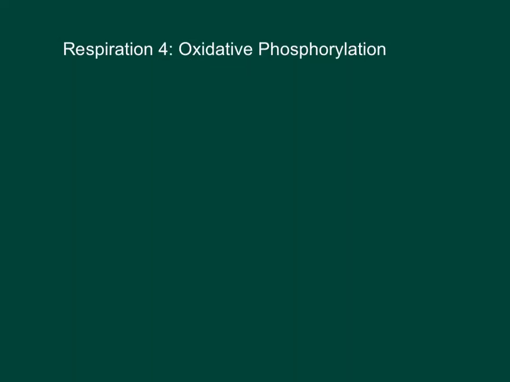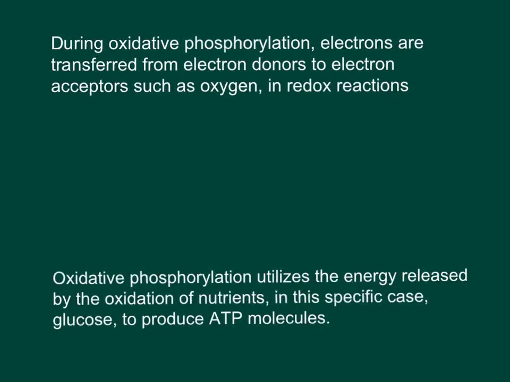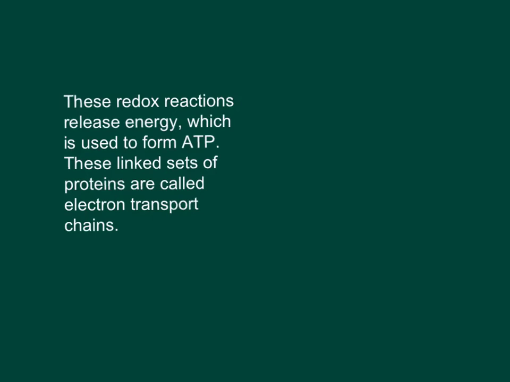For the fourth standard of respiration, I'm going to be talking about oxidative phosphorylation. During oxidative phosphorylation, electrons are transferred from electron donors to electron acceptors such as oxygen in redox reactions. Oxidative phosphorylation utilizes the energy released by the oxidation of nutrients, in this specific case glucose, to produce ATP molecules. The redox reactions release energy, which is used to form ATP.